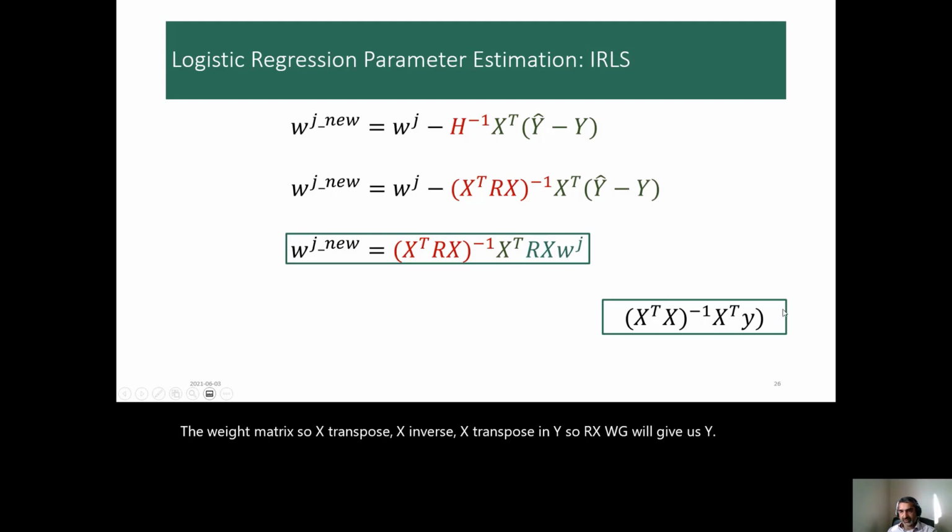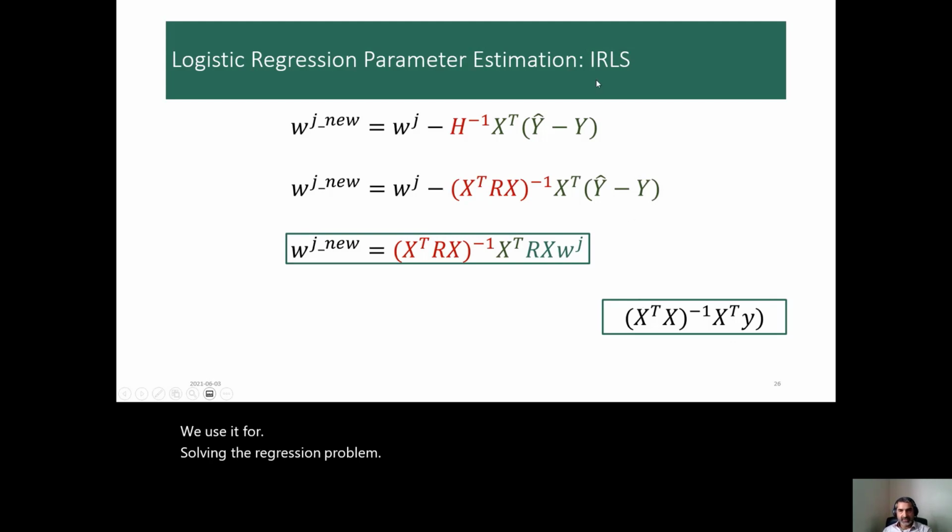If you remember, we called this equation the normal equation, right? We used it for solving the regression problem. So IRLS is bringing us to the same solution, right? That is interesting. So we don't need to go this far when we implement IRLS. This much is okay. So the new weight will be changed as much as the inverse of the Hessian matrix multiplied by the derivative of the negative log likelihood, which is X transpose (Y hat minus Y).